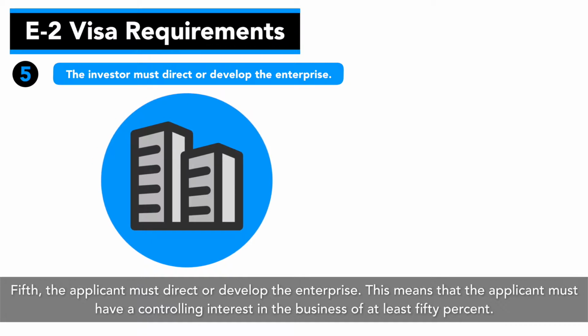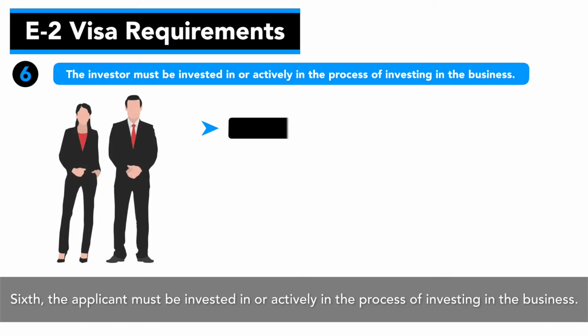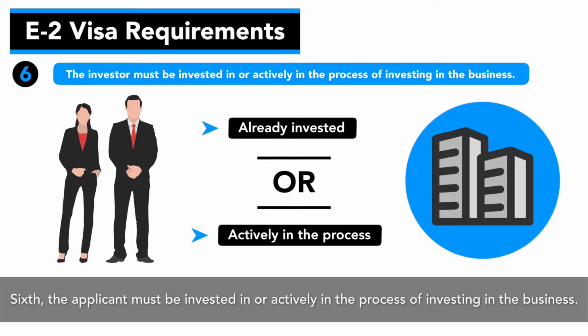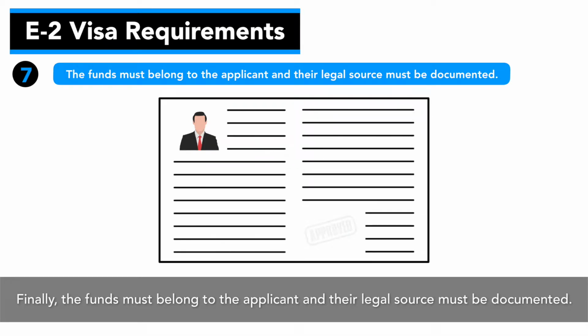Fifth, the applicant must direct or develop the enterprise. This means that the applicant must have a controlling interest in the business of at least 50%. Sixth, the applicant must be invested in or actively in the process of investing in the business. Finally, the funds must belong to the applicant and their legal source must be documented.